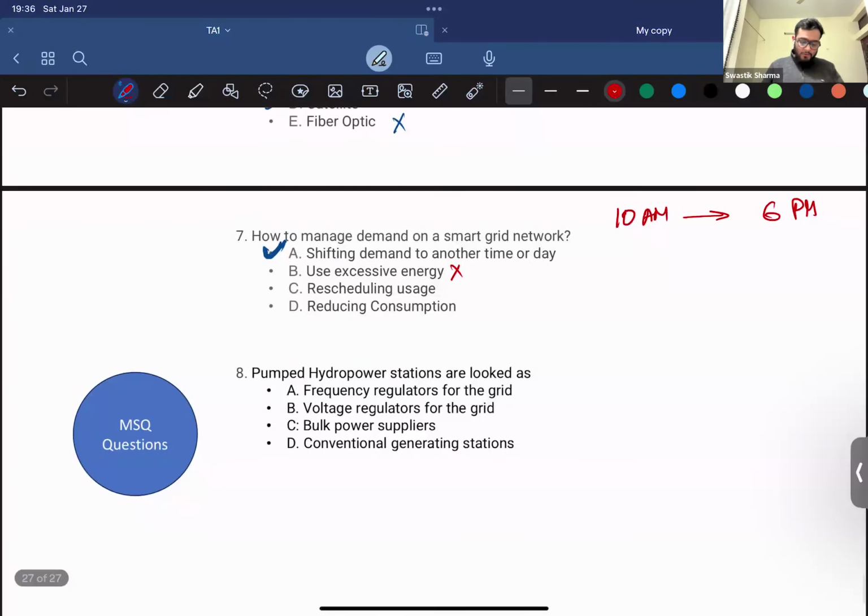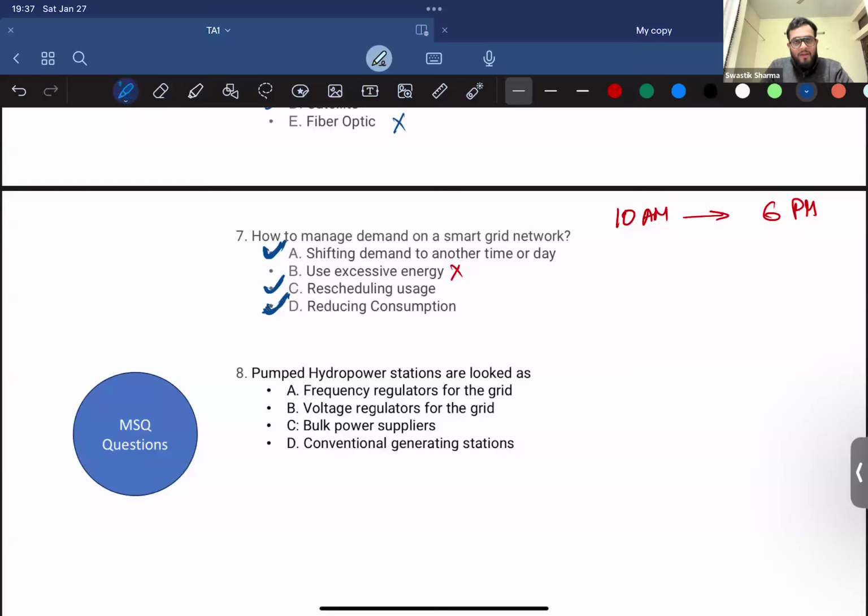Okay, so you must not use excessive energy. That's what we told. For an EV load, if you use excessive energy, then the generation won't suffice. You should consider rescheduling your usage. That's correct. So should we reduce consumption to manage demand on a smart grid network? Yes, right. Obviously, you should reduce consumption.